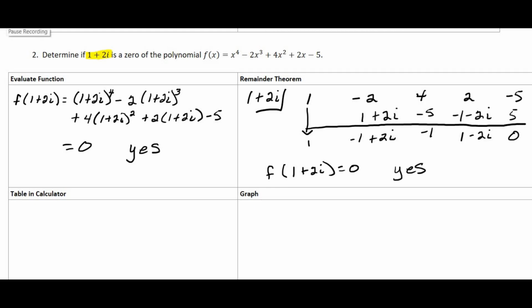Because I'm dealing with an imaginary number, I know that my graph is not going to help me. It's not going to show up as an x-intercept. So using my table or my graph is not going to help me on this particular problem.